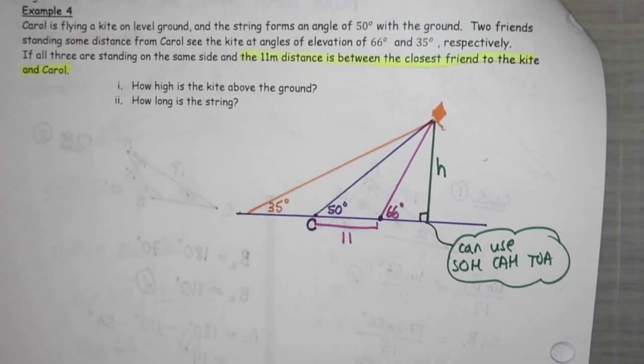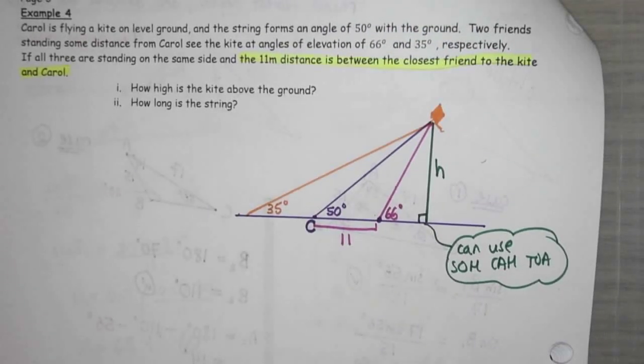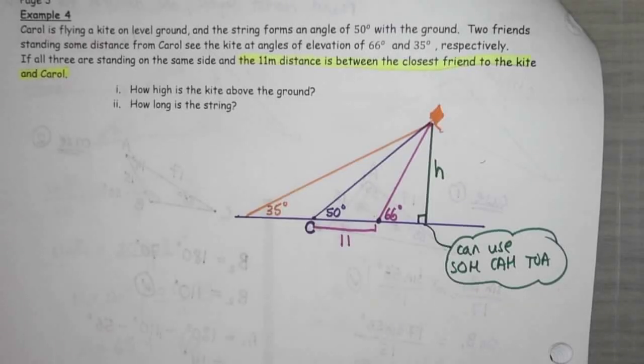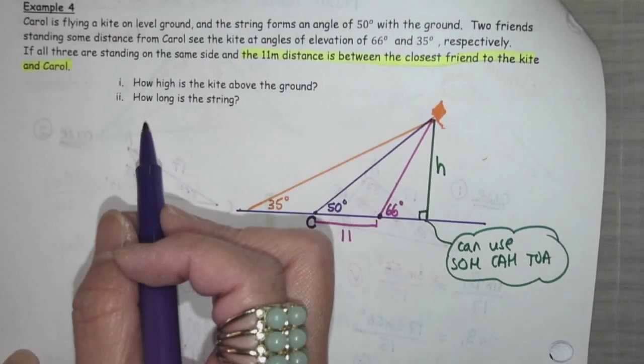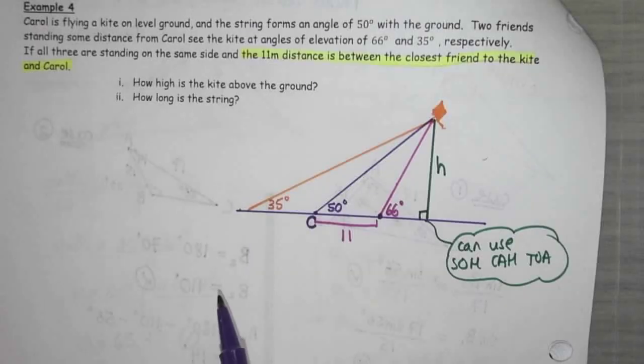How long is the string? What if I find B first? Right, so there's no rule you have to answer it A, B. So let me try B first. So how long is the string?